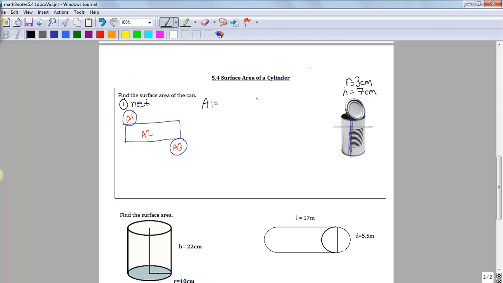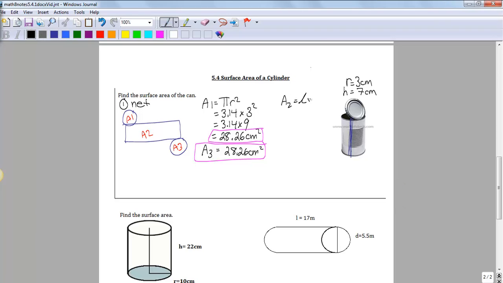A1 is going to be, for a circle, pi r squared. So 3.14, and here your radius is 3 squared. 3.14 times 9. In my calculator, that gives me an area of 28.26 centimeters squared. Great. Now the cool thing here is the top is the same as the bottom, so A3 is also 28.26 centimeters squared.